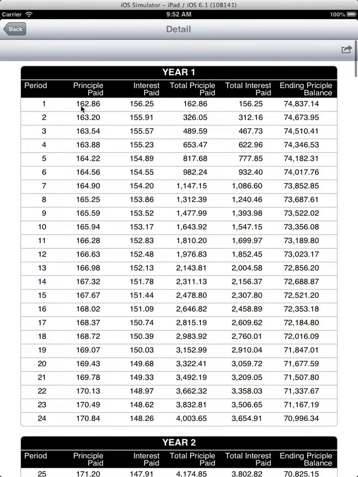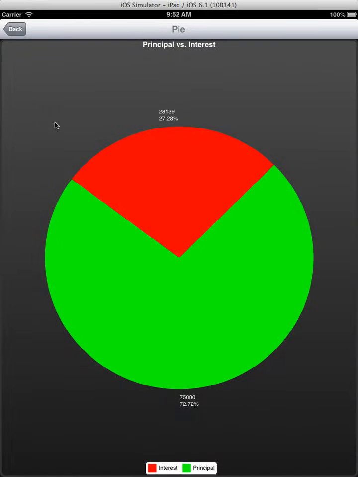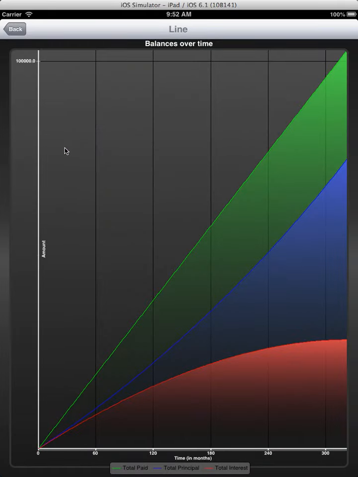And here is the detail year over year, and then here is a pie chart of the interest and the loan, and here is a line graph, the 3 series line graph: total paid, total principal paid, and total interest paid.